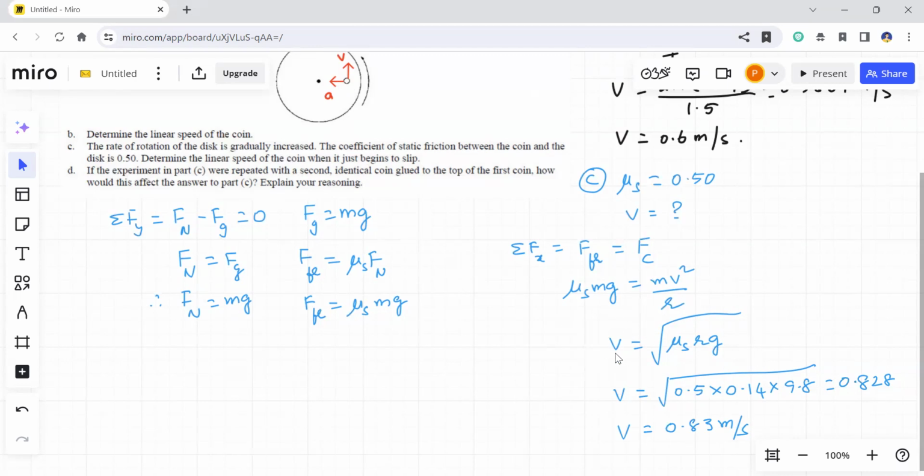See here, velocity is equal to the square root of mu s r g, where mu s is the coefficient of static friction, r is the distance of the coin from the center, and g is the acceleration due to gravity. In this, mass is not there. Therefore, whatever may be the mass of the coin, it will not affect the speed of the coin. This is the answer for this question.